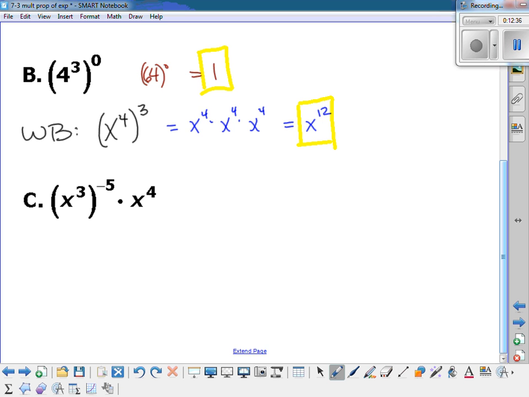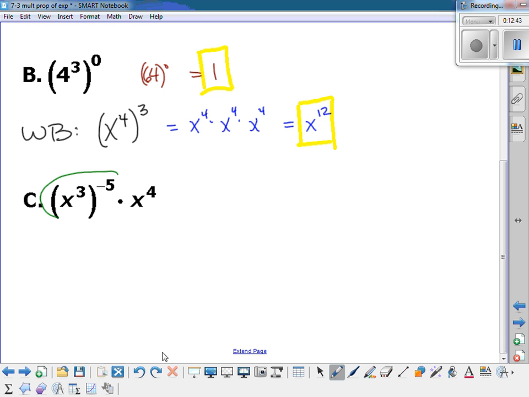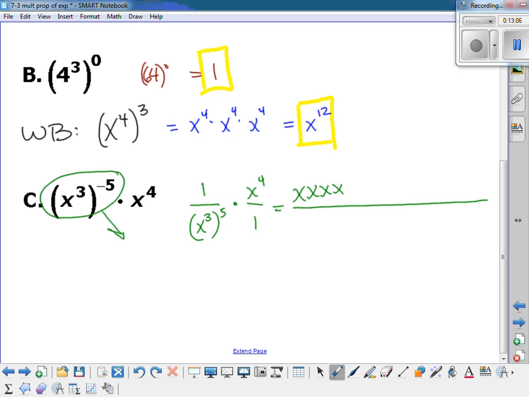We've got x cubed to the negative 5 times x to the 4th. So this one is being raised to a negative power, so that one has to actually move to the bottom. So I've got 1 over x cubed to the 5th power times x to the 4th. And you can write it over 1 if that helps you see it better. So on top, I've got 4 x's. On the bottom, I've got x cubed 5 times, so 15 of them, right?